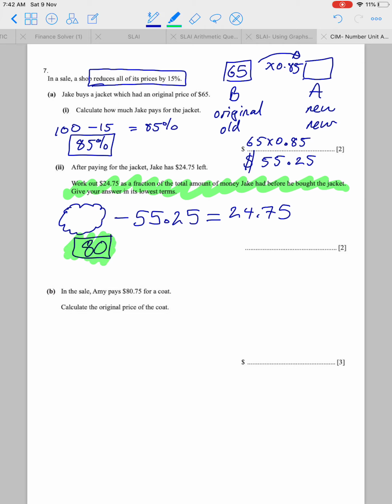Now let's read the question highlighted in green. Work out $24.75 as a fraction of the total amount Jade had before he bought the jacket. It tells you very clearly which one to start with. Write down 24.75 as a fraction of the amount that Jade had. That's 24.75 over 80. And then think about how you actually simplify that into the lowest terms.